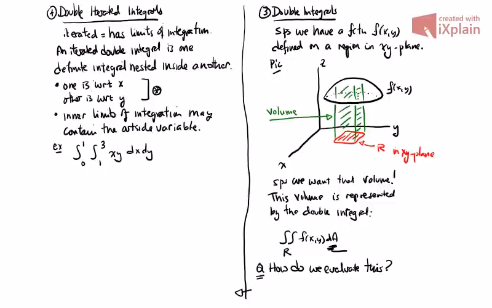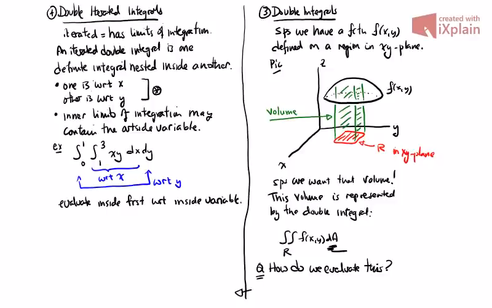If you look at what we've got here, the inner one is with respect to x, and the outer one is with respect to y. This is basically just a thing to evaluate, and all we do is evaluate from the inside out. So the inside goes first with respect to the inside variable. We integrate with respect to x. The outside integral just goes along for the ride.